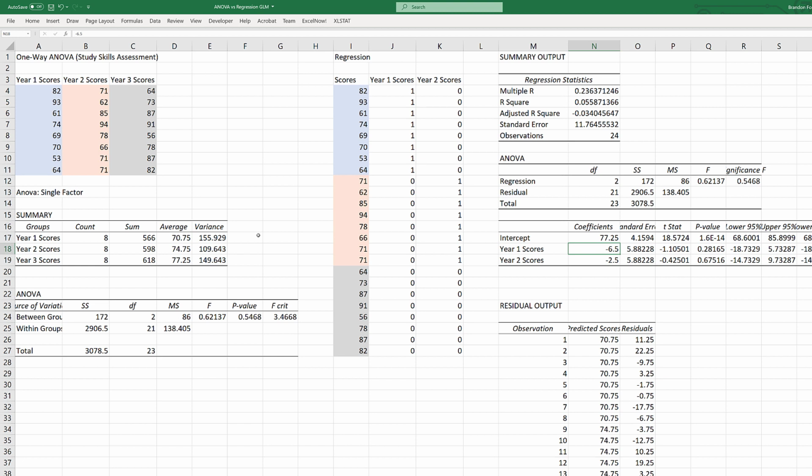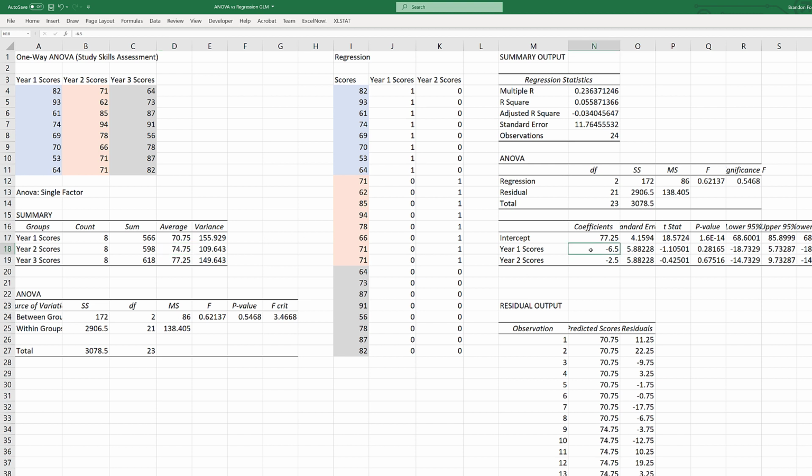Well, where do we see that in our ANOVA table? Right here. It is the mean of the year 1 scores. See how that works? What about year 2? So a student in year 2 would have a 1 indicator variable here and a 0 for year 1. So essentially would have 77.25 minus 2.5. That gives us a value of 74.75. And we have that over here in the mean of our year 2 scores.